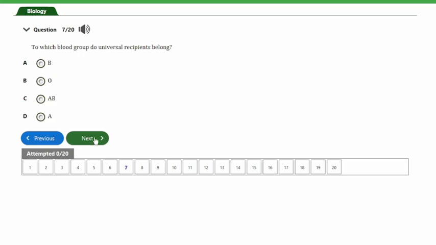It says, which blood group do universal recipients belong? A is B, B is O, C is AB, and D is A. So guys, the universal recipients are AB. The AB blood group are always known as the universal recipients, whereas the O are known as the universal donors. So guys, you should know this and have it at the back of your mind. Universal recipients are AB, whereas universal donors are O. So let's look at the next question, and that's question number 8.